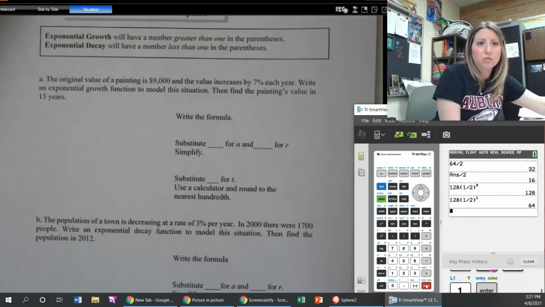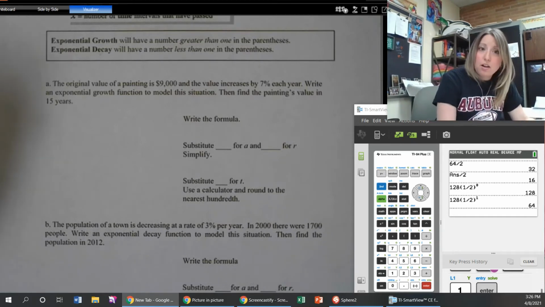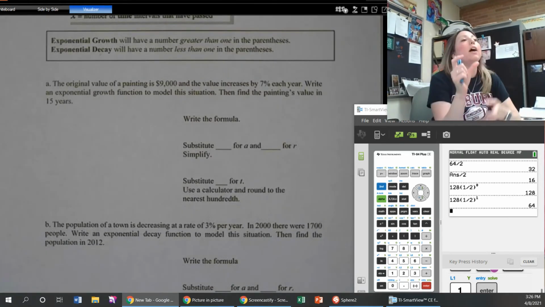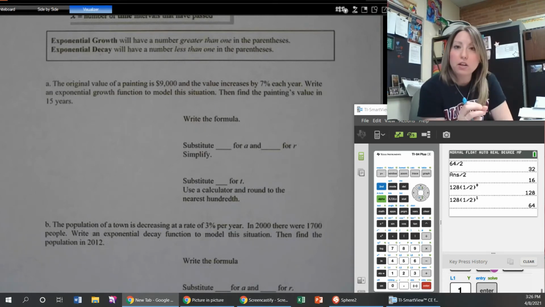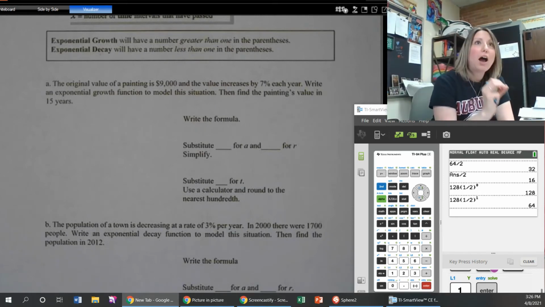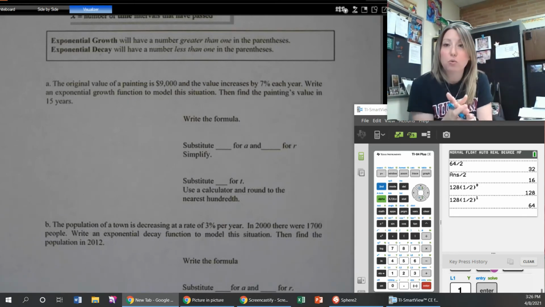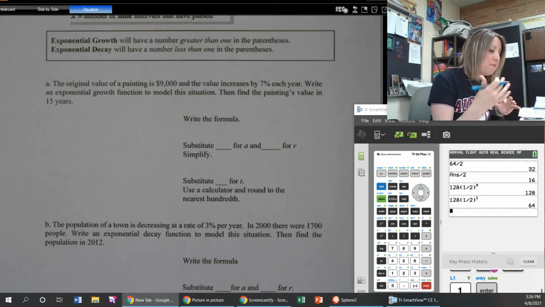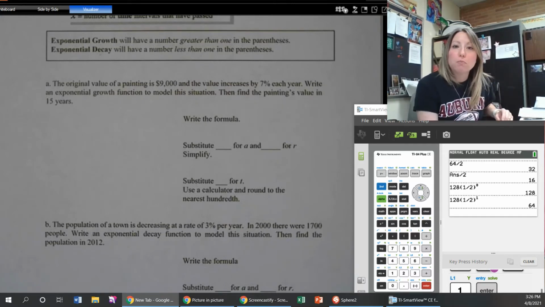Let's think about this. So how this will work in practice, we'll look at questions like these two, where we'll write out the formula, and from the problem, we'll pick out what is the initial value, what is the increase or decrease rate, and then how long we are trying to do this over. So we'll start with the original value of a painting is $9,000. The value increases 7% each year. Write an exponential growth function to model the situation and find the painting's value in 15 years.